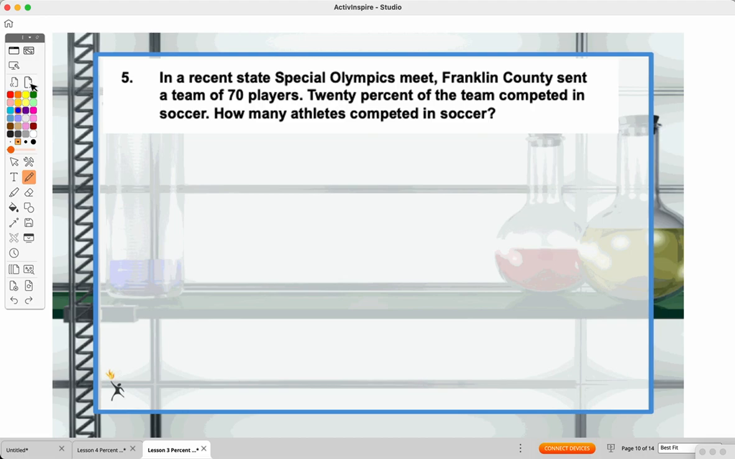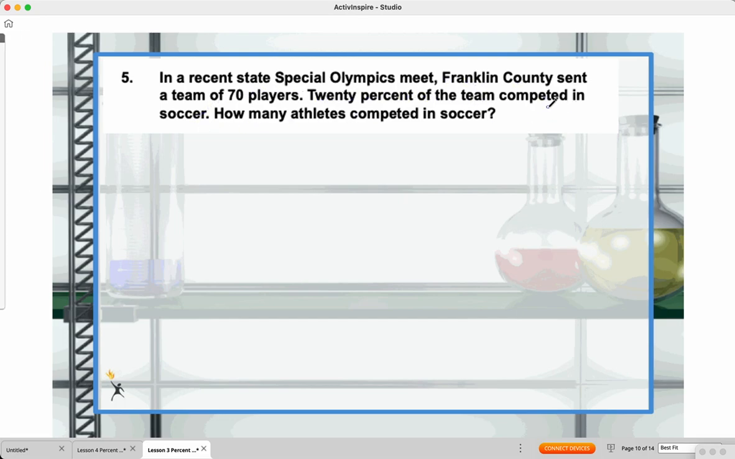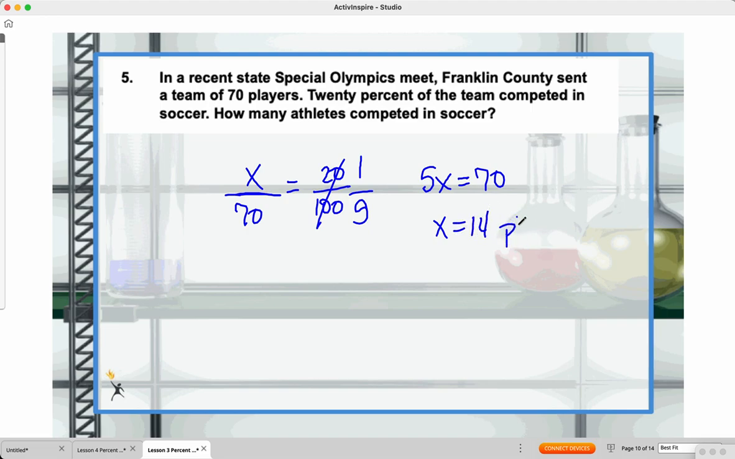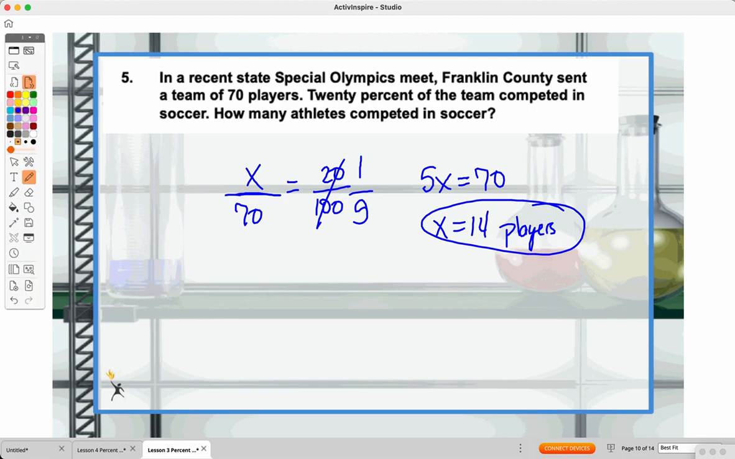Now we could do the same thing when it comes down to working with word problems. In a recent state Special Olympics team, Franklin County sent a team of 70 players. 20% of the team competed in soccer. How many competed in soccer? So we have our full size of that team is 70. X equals 20 over 100. This time I'm going to simplify it to 1/5 to make our math really, really fast. 5x equals 70. And when I divide 70 by 5, I get x is equal to 14. So 14 players played soccer, or 14 people on the team.